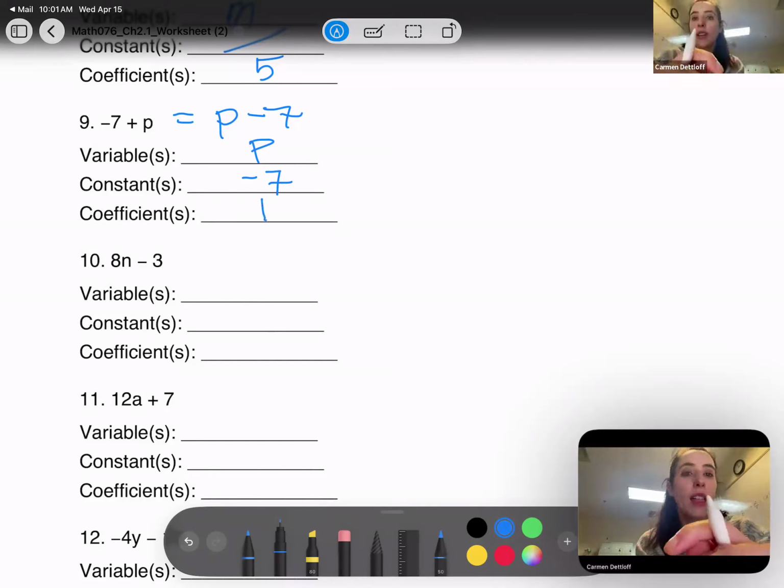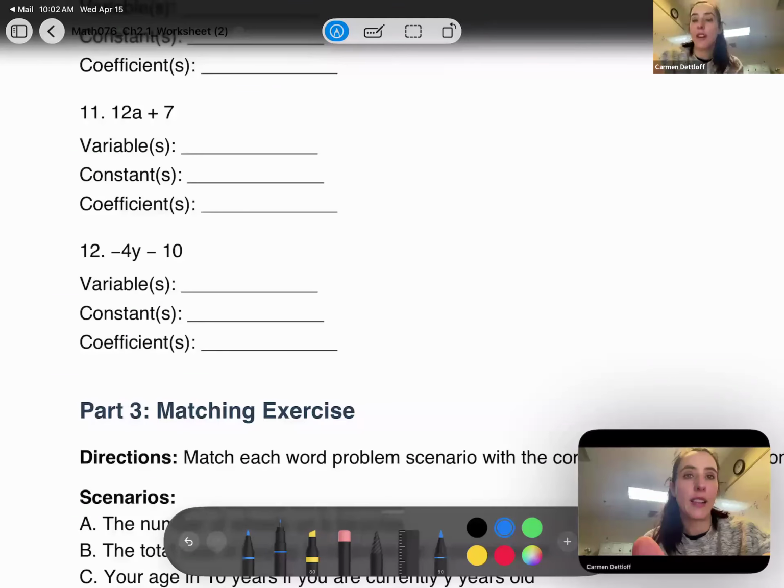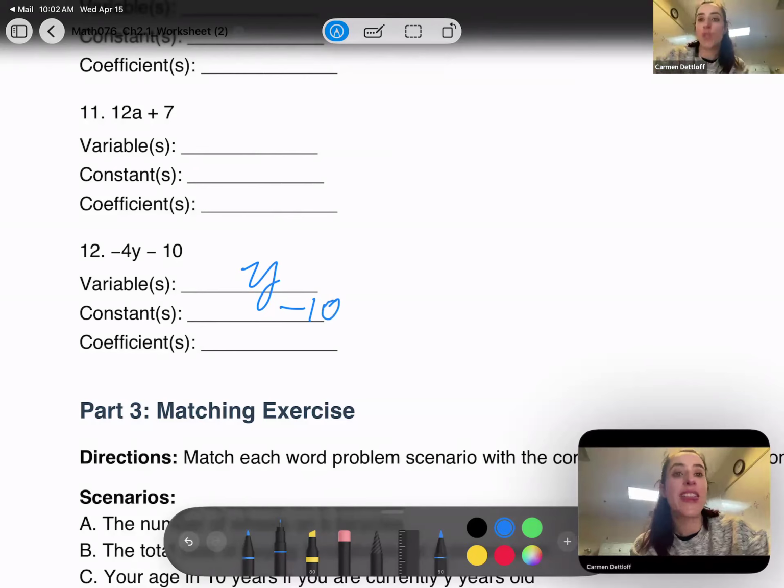Okay, number 10, and then the rest, let's do number 12, because that's the hardest one. Variables, and I'll leave 10 and 11 for you to practice on your own. Variables. We're using y in this one. And then do I have any constants? I've got this -10. And then I've got my coefficient. I have a -4 in front of y. So I'm careful to keep my negative sign to go with it. Okay.